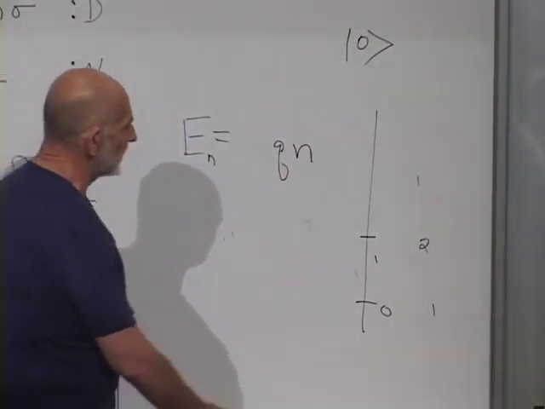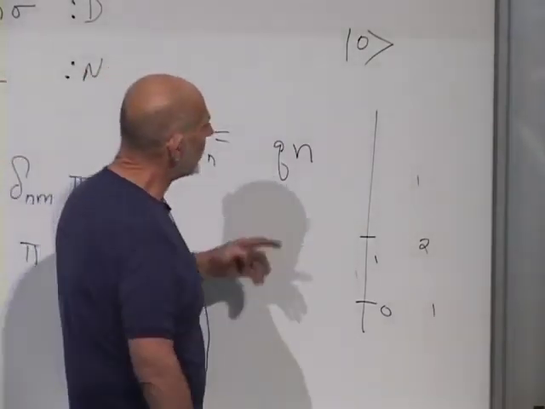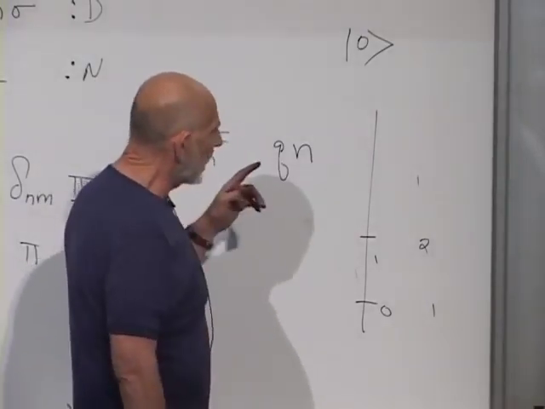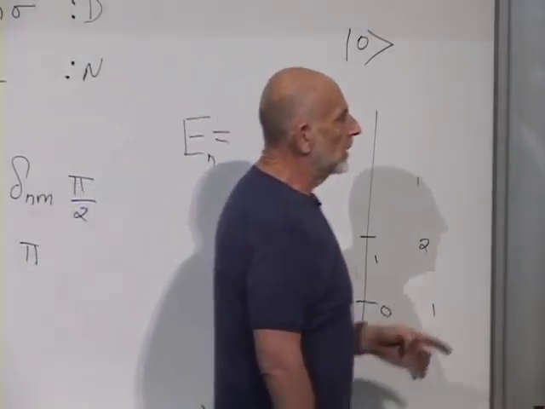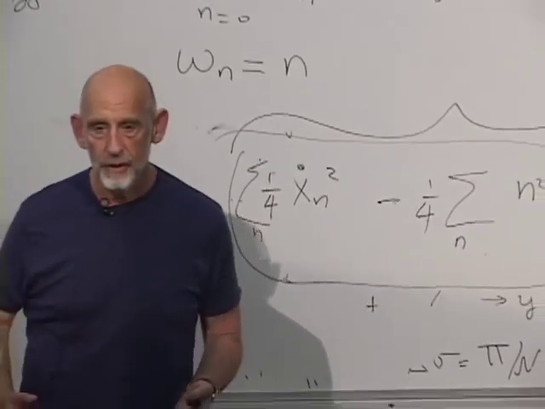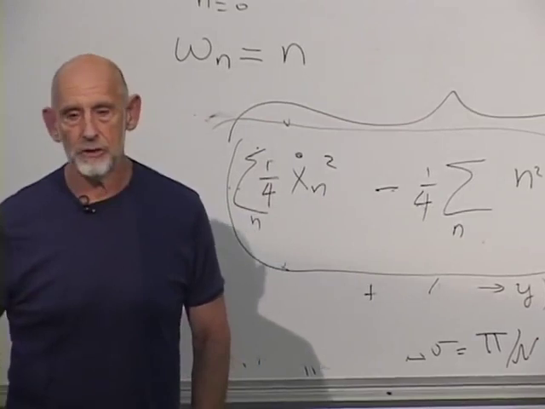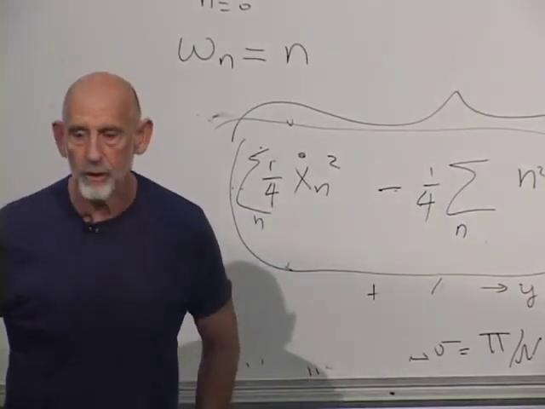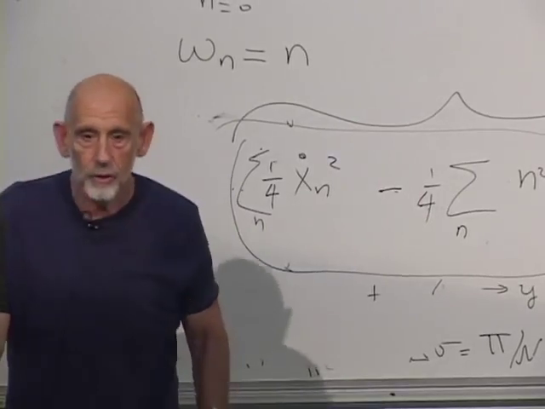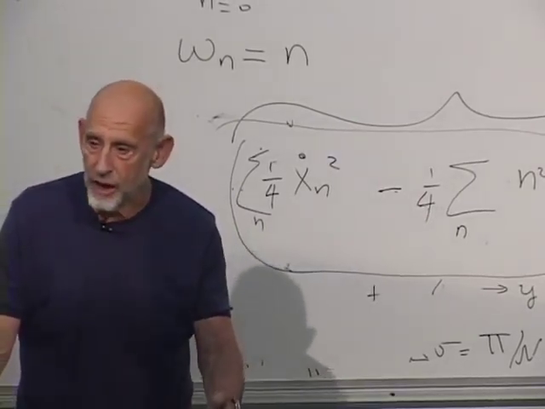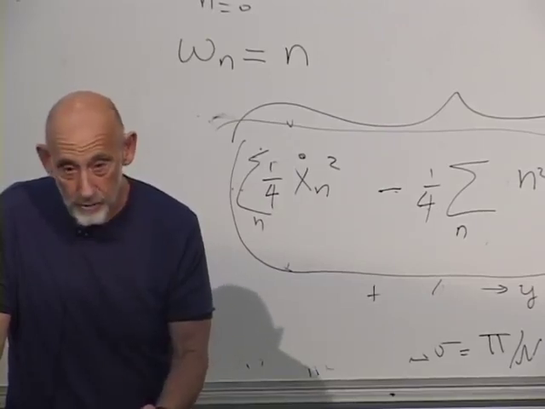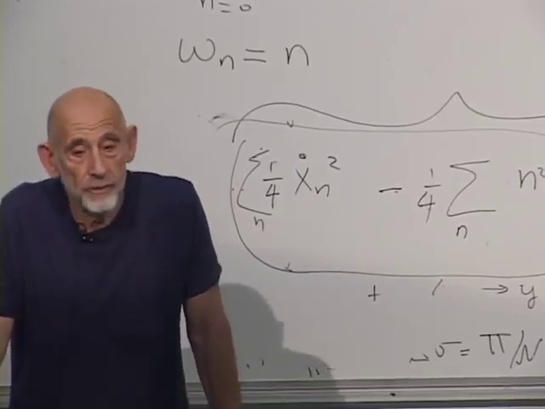What comes next? Well, you can do a number of things. You can excite the lowest oscillator twice. You can excite the lowest X oscillator twice. You can excite the lowest Y oscillator twice. You can excite the lowest X oscillator and the lowest Y oscillator each once. But what else can you do?